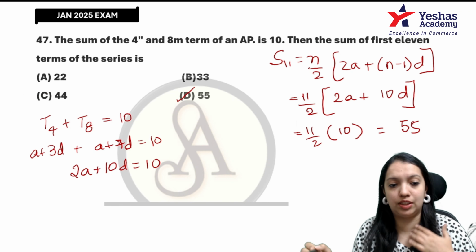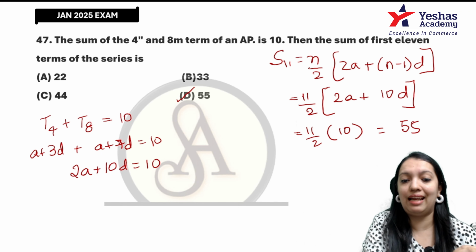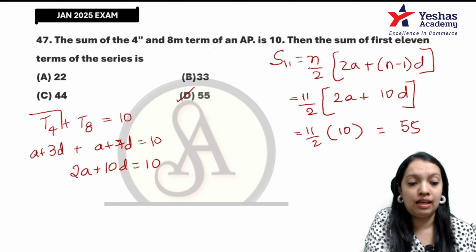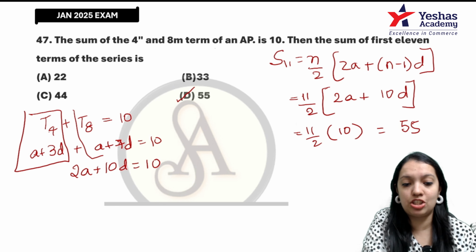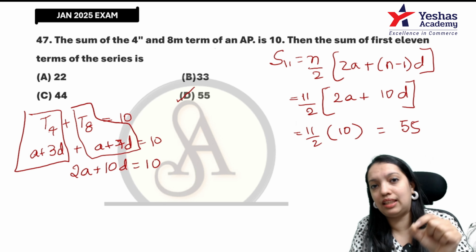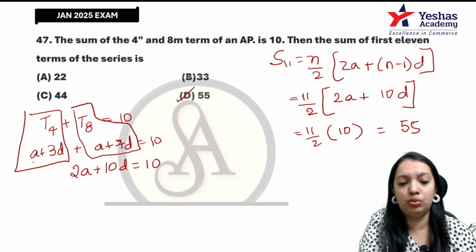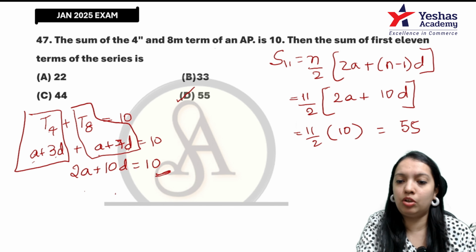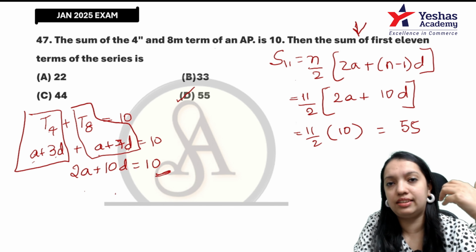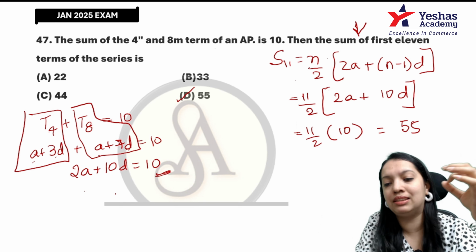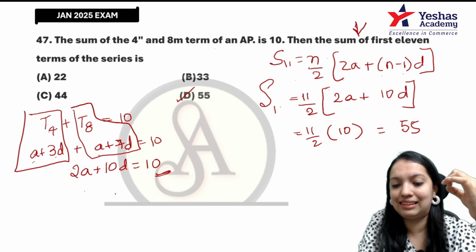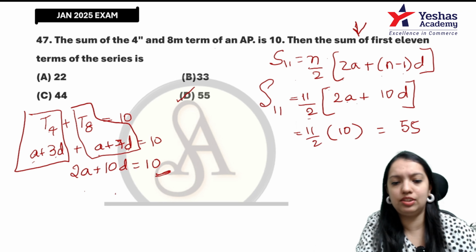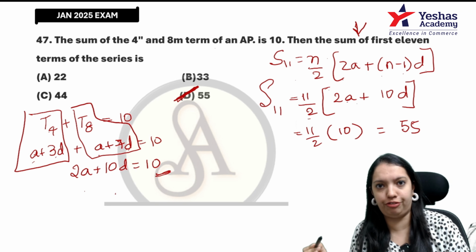Next, 47th question. The sum of the 4th and 8th term of an AP. The 4th term T4 is A plus 3D, and the 8th term T8 is A plus 7D. The sum is equal to 10. So when you add them, 2A plus 10D is equal to 10. Once you get this, the sum of the first n terms is n by 2 into 2a plus n minus 1 into d. So S11 is equal to 11 by 2 into 2a plus 10d. Solve this, you get the value as option D, 55.